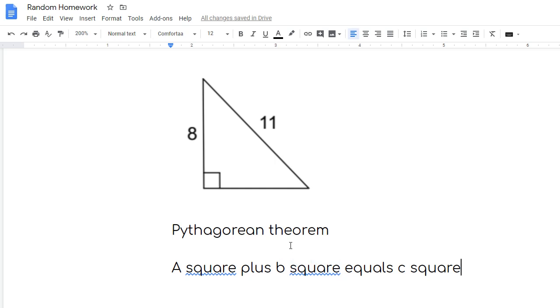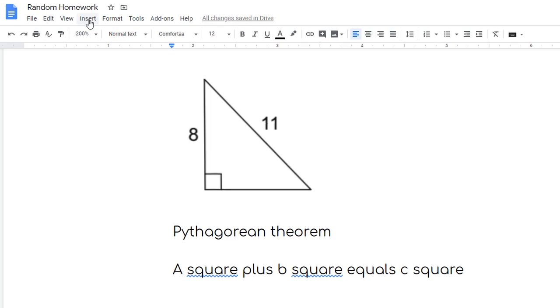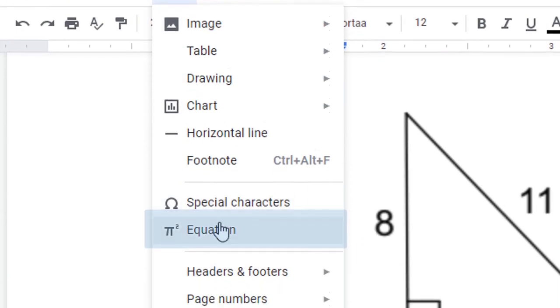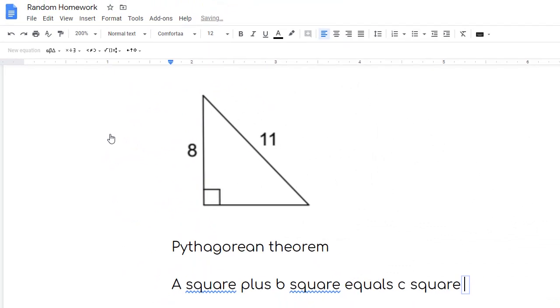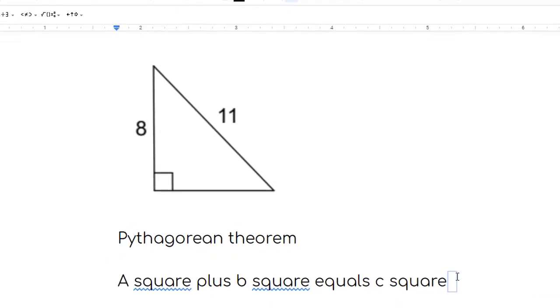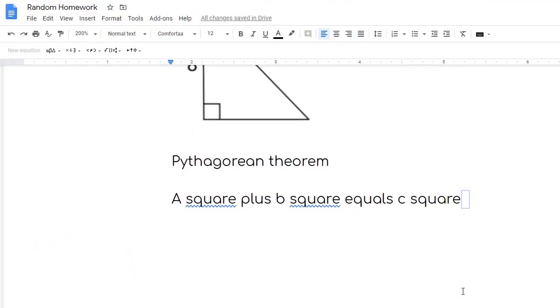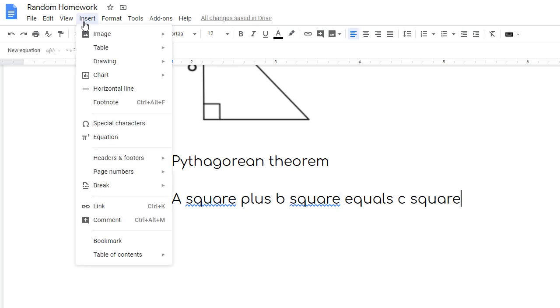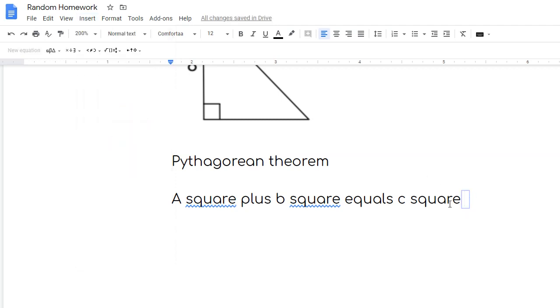Now, the first thing: the equation menu is up here, so you need to go to insert, go down to equation, and you will know that you're ready to enter an equation because you will see this blue box here. Let me bring this up. I'll do this one more time. You go to insert, down to equation, and then you will see that blue box that indicates that you are ready to type your equation.